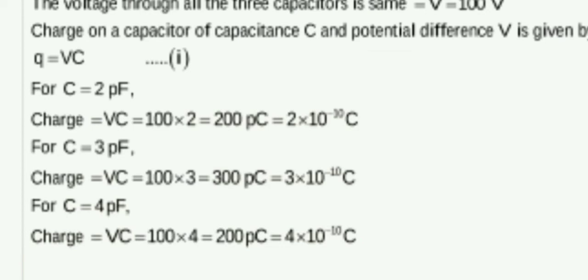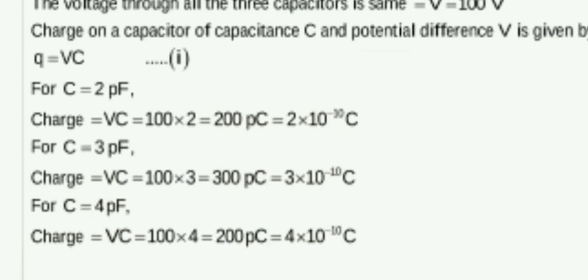What is the formula for charge? Q equals CV, or V into C. So charge on the first capacitor is given by V into C, or 100 into 2 picofarad, that is 200 picocoulombs, or 200 into 10 raised to minus 12 coulomb, or 2 into 10 raised to minus 10 coulomb.